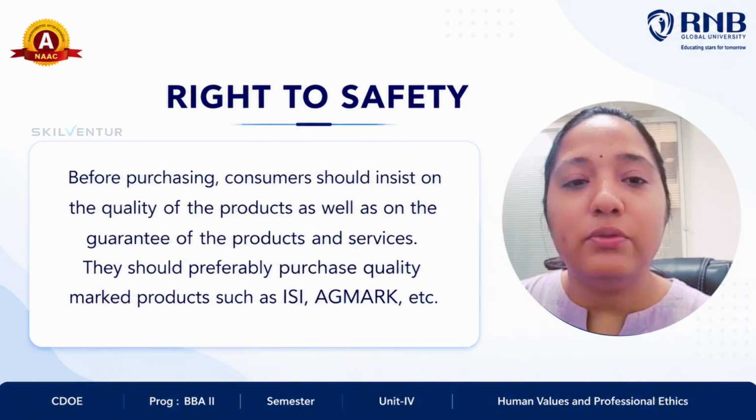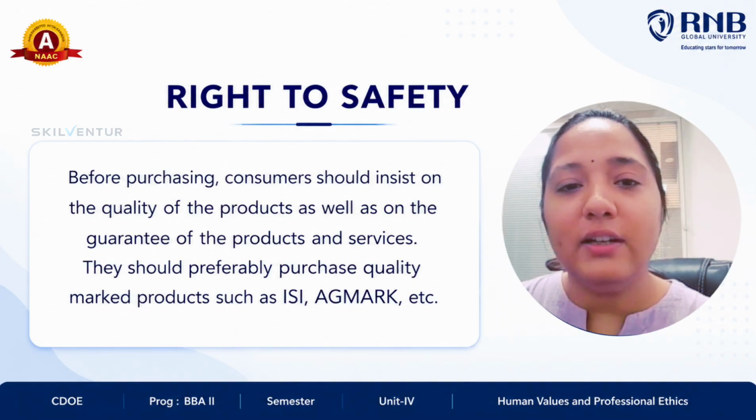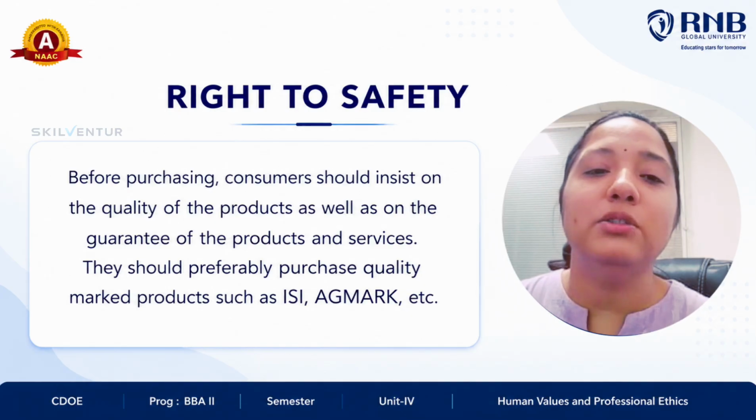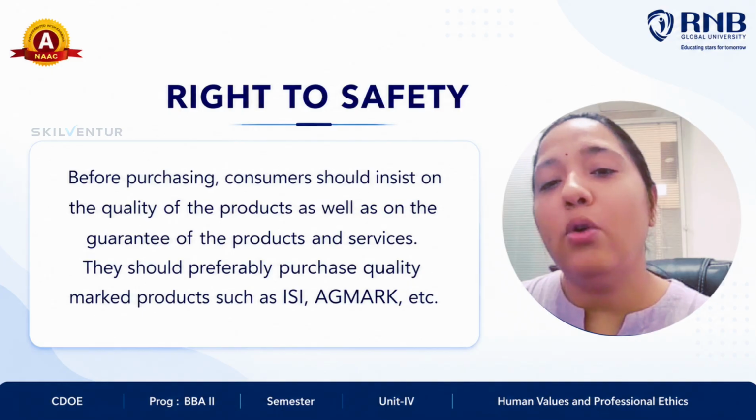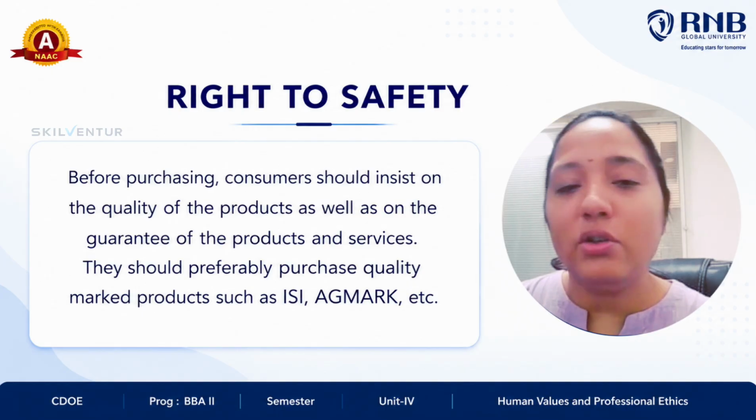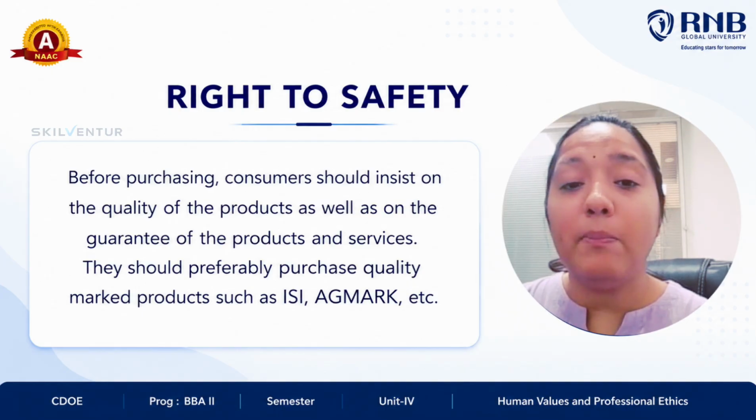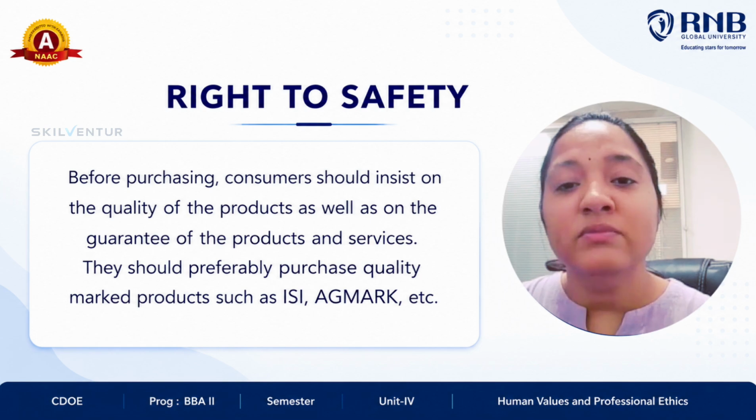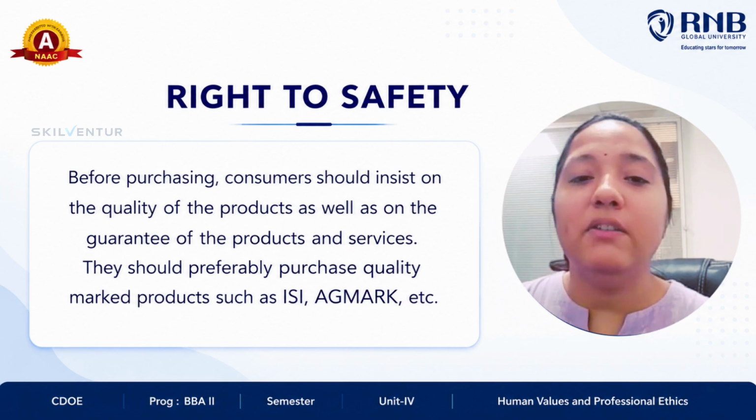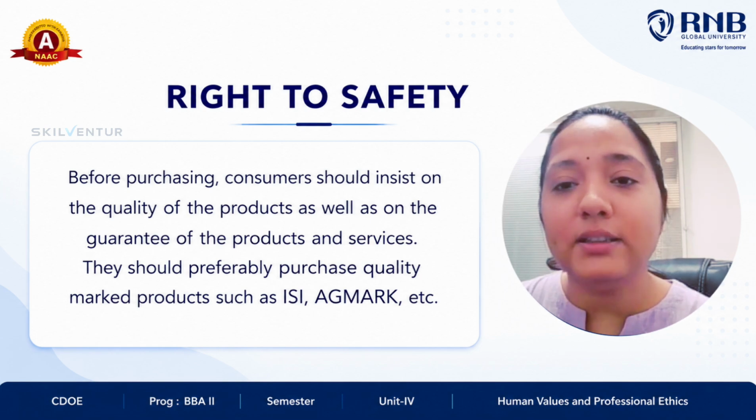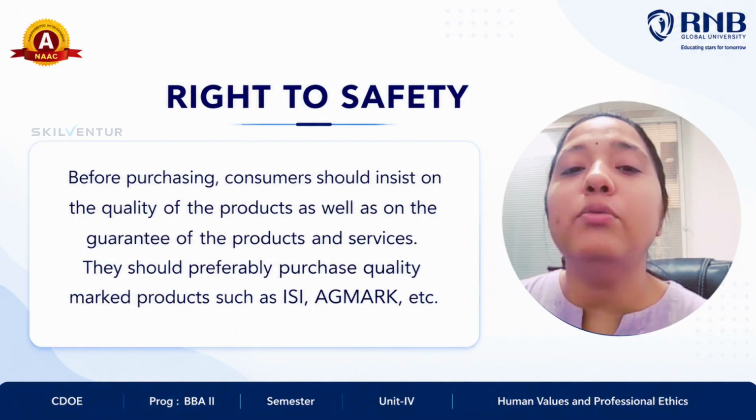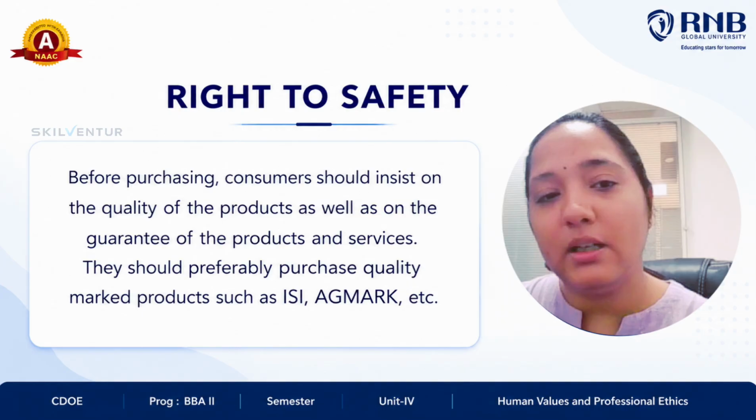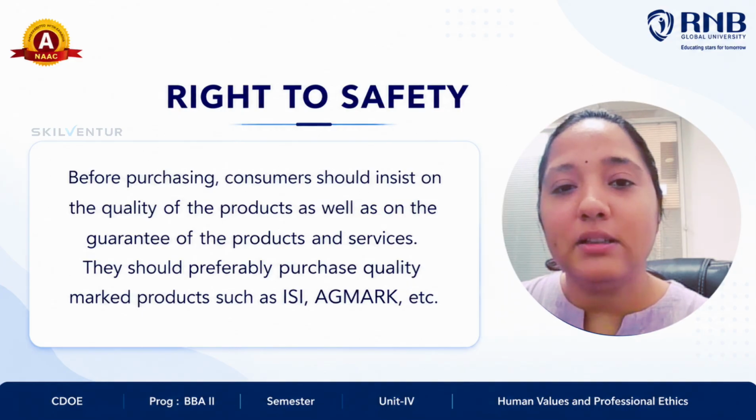Continuing the right to safety, this slide focuses on what consumers should do before buying a product. Before buying any product, the consumer should always check the quality, and they should ensure that the product comes with a proper guarantee or warranty, and this helps in avoiding defective or unsafe products. And one important way to ensure safety is by looking for quality certification marks. For example, the ISI mark.